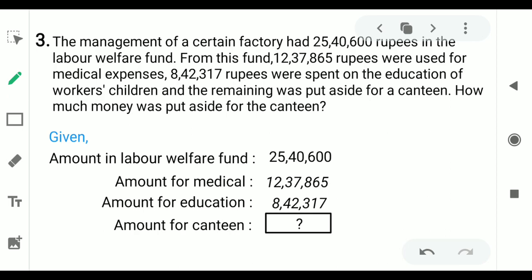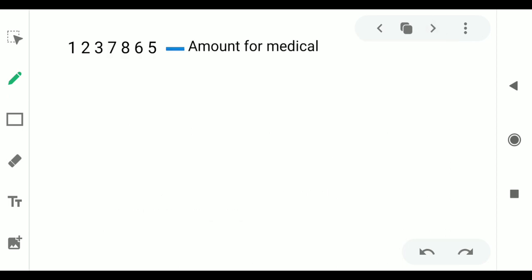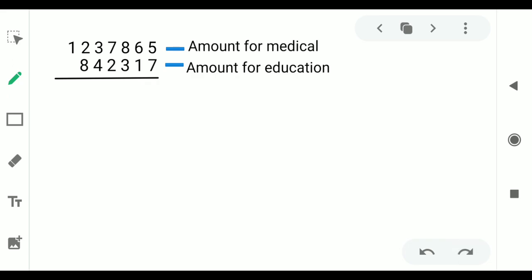This question we solved by the second method. See, so first we add amount for medical and amount for education. So we add these numbers, and you know how to add. 7 plus 5, 12. So we write here 2 and 1 is carry. Then 6 plus 1, 7. 7 plus 1, 8 in the tens place.